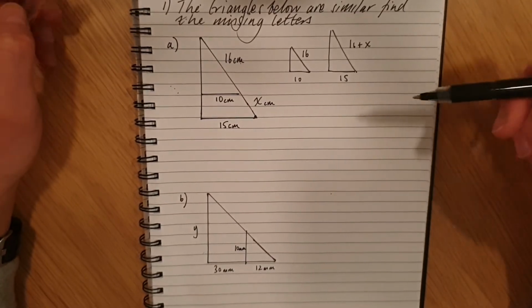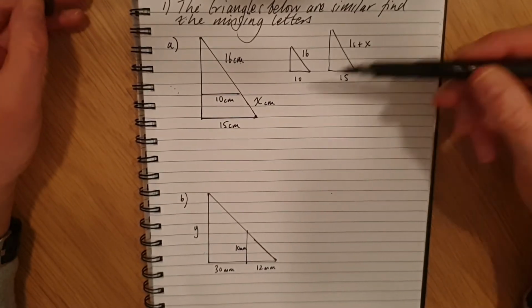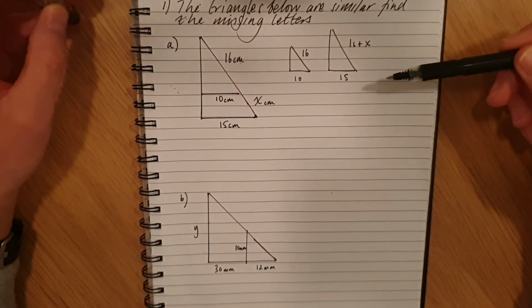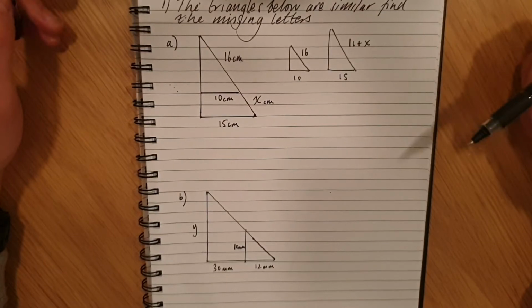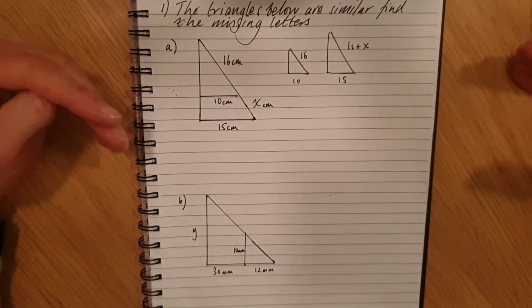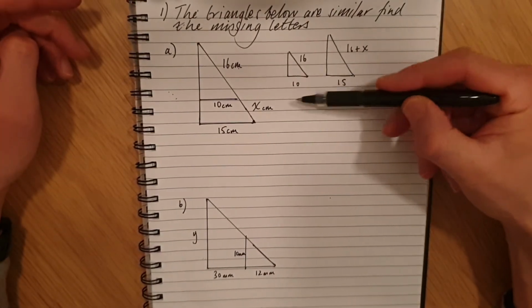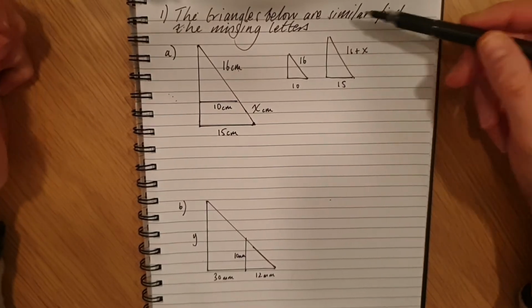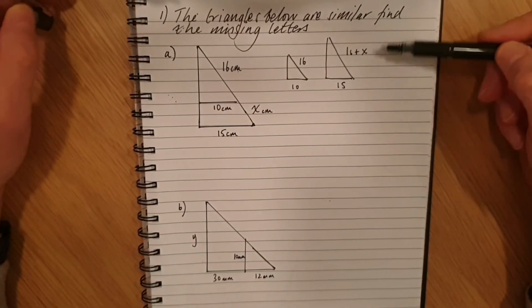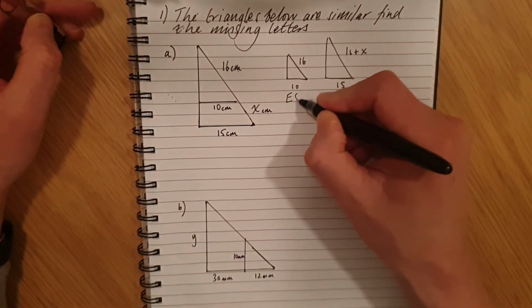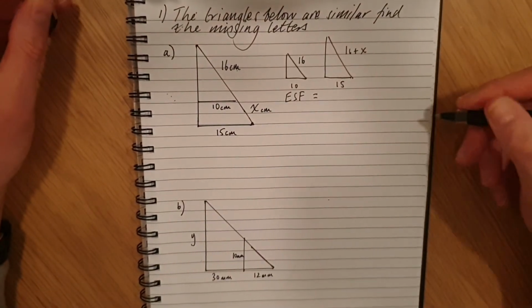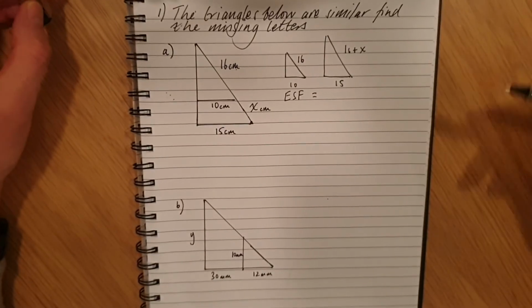Now, with these questions, you just want to start off, like I said, the same way we did yesterday. So let's work out whether it's a reduction or an enlargement. Well, I've got all the information I need on the smaller triangle, and I need the longer side on the bigger triangle, so it's an enlargement scale factor, so ESF. Now, what that means is it's going to be large over small for the enlargement scale factor.